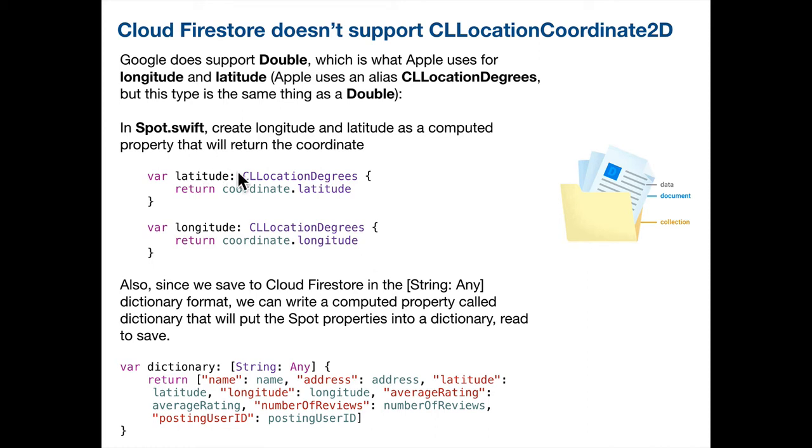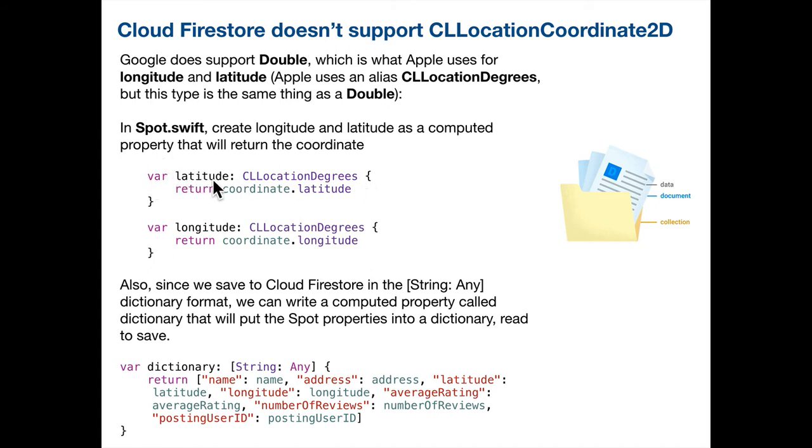You might have seen we have latitude and longitude in there, but we don't currently save a latitude or longitude data structure in our class. What we have is simply a coordinate data structure. But unfortunately, Google does not support Apple's CLLocationDegrees object, which has latitude and longitude associated with the coordinate. So what we're going to do is create properties that are computed properties.